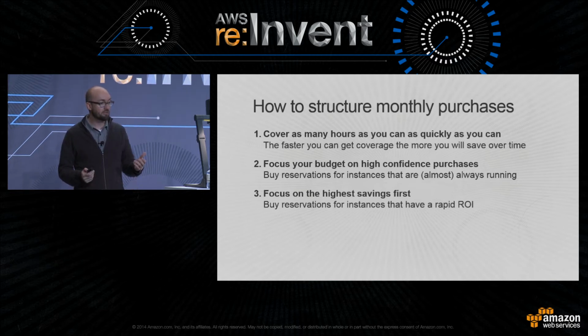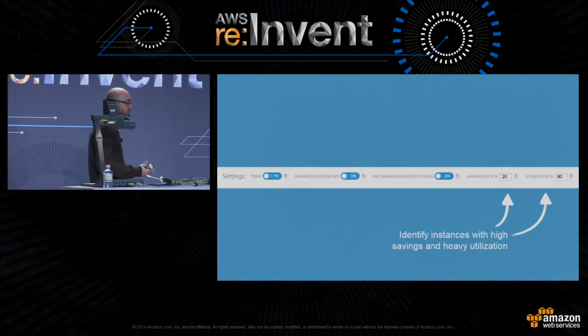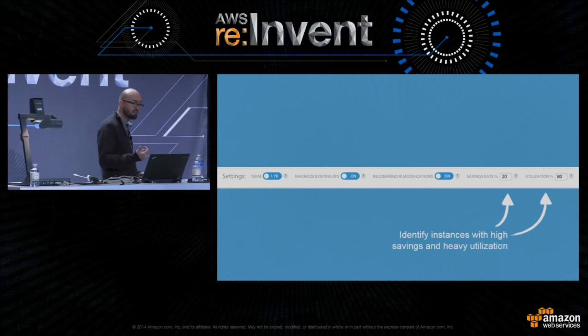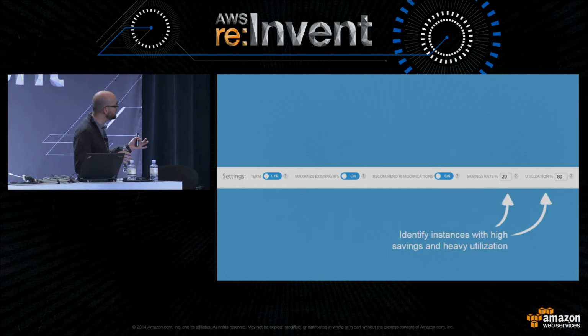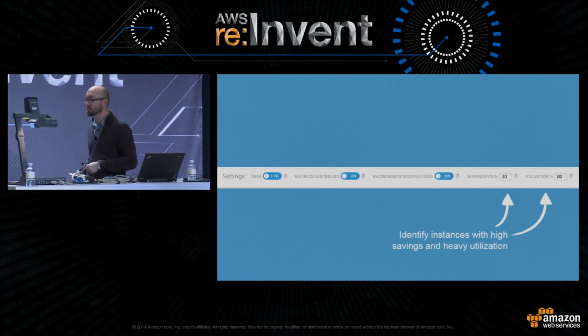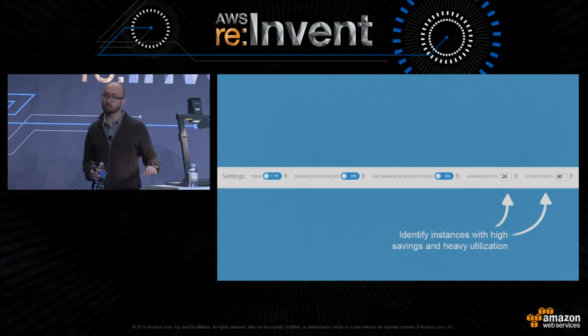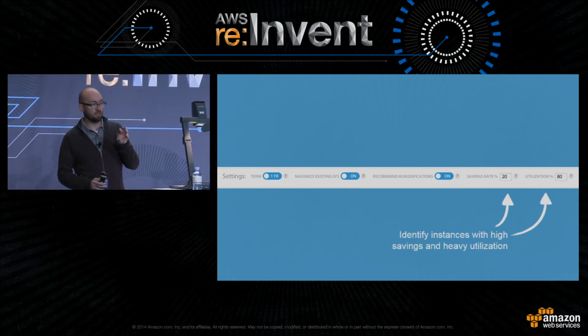So buy reservations for instances that will have really rapid ROI. So in our application, we give you some levers to pull to do this right out of the gate. You can identify instances with high savings and identify instances that are heavily utilized and say, I only want recommendations for instances that are used at least 80% of the time and where my savings is going to be at least 20%. So this lets you take your limited budget of $10,000 or whatever it is and put that toward the instances where you're going to gain the most savings.